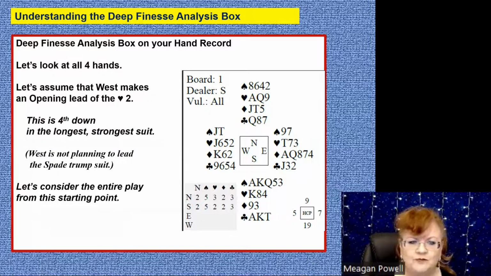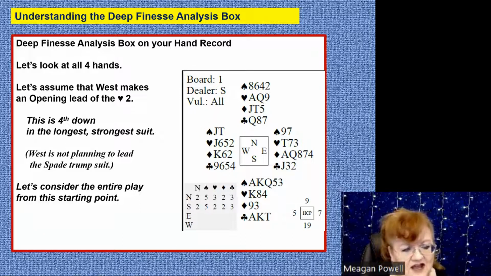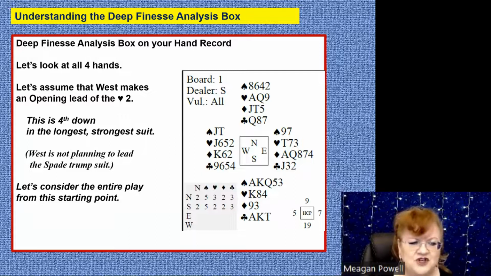But let's assume that at your table, West led the 2 of hearts. Why would West lead the 2 of hearts? It's 4th down in the longest and strongest suit in the opening lead hand. West is not going to lead top of touching honors in the trump suit. And by the way, top of touching honors when it's only Jack 10 is not helpful. I wouldn't make that lead anyway, even if it weren't the trump suit. But because it is the trump suit, West is not going to consider it.